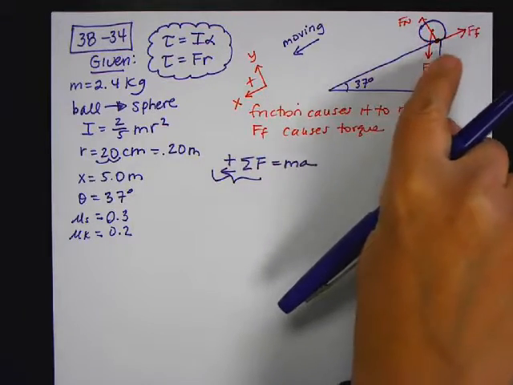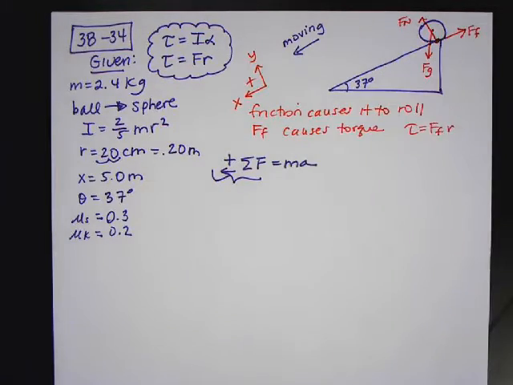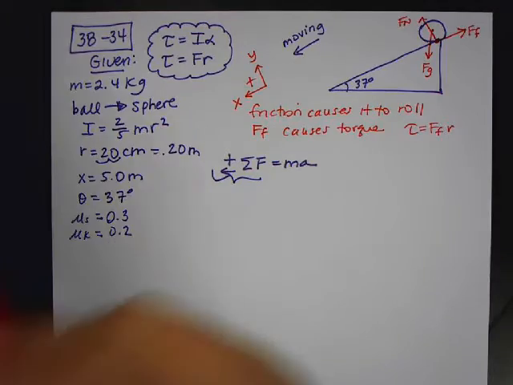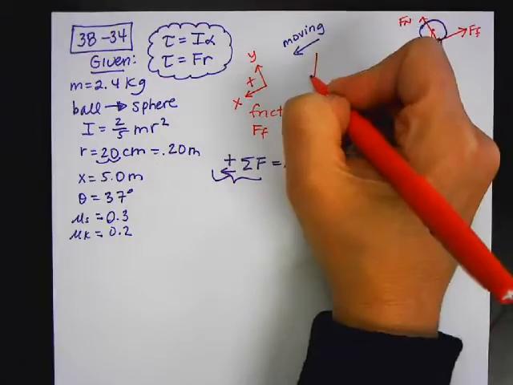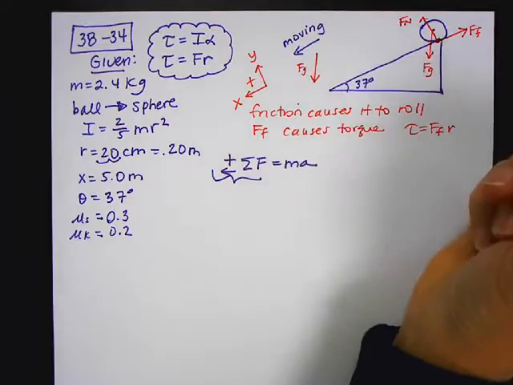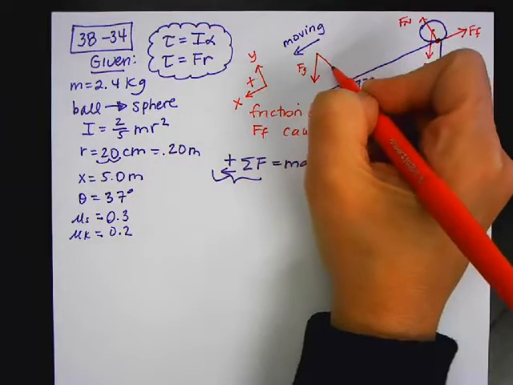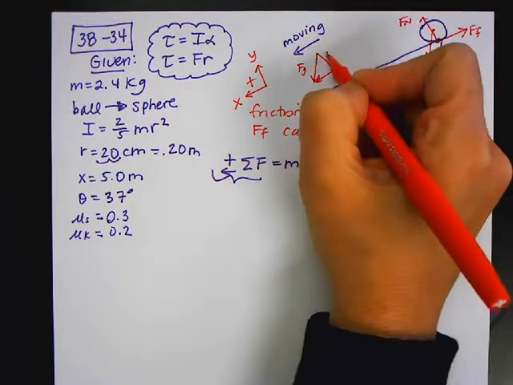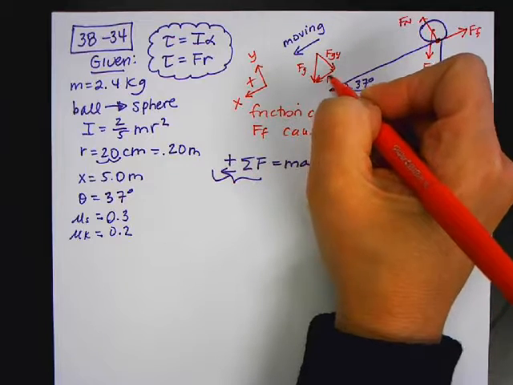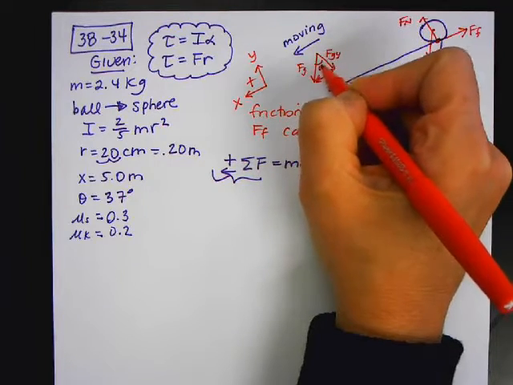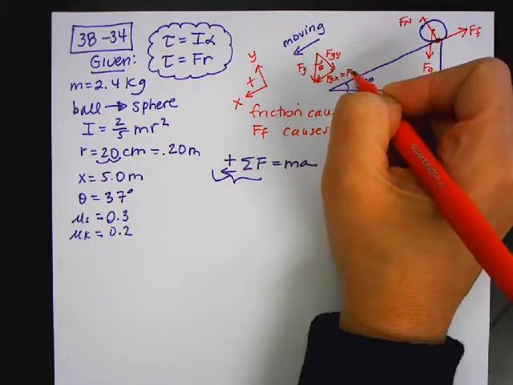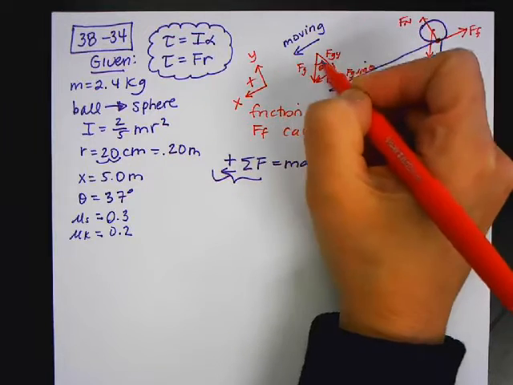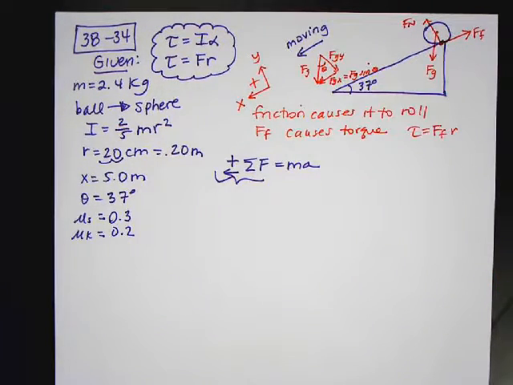Now the problem is this weight is not going perpendicular or parallel, so I have to take my weight FG and break it up into the components. So I have here FGY and FGX. And when I look at my diagram, I see FGX is equal to FG sine of theta because it's opposite this angle.